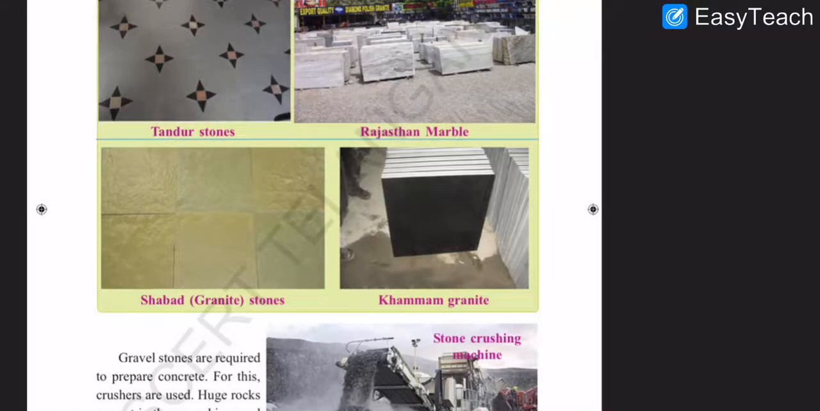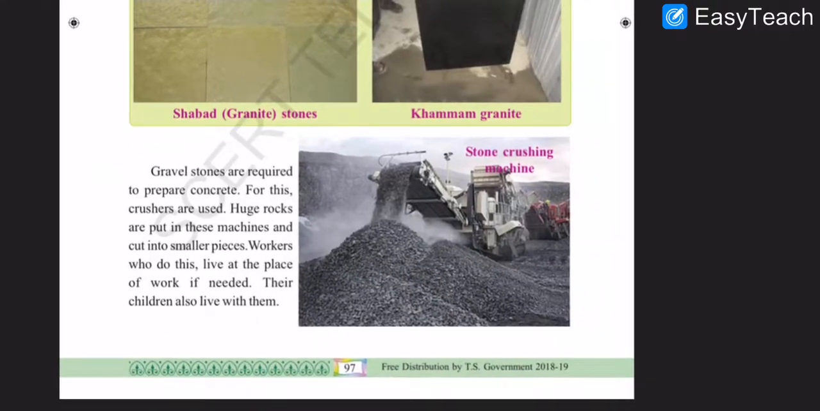and here you can see granite stones which are made at Shabad, and here also you can see granite stones which are made at Khammam. Gravel stones are required to prepare concrete. For this, crushers are used. Huge rocks are put in these machines and cut into smaller pieces.